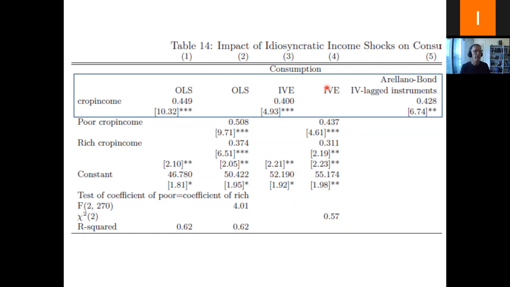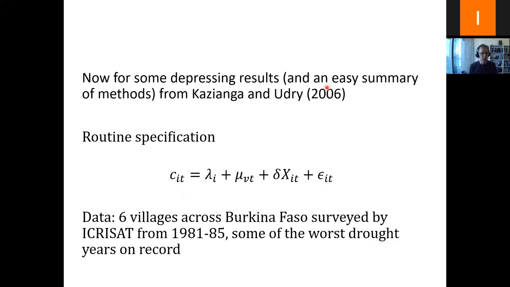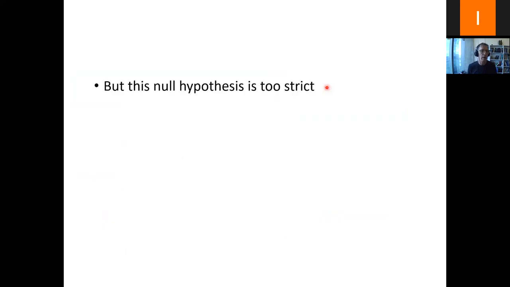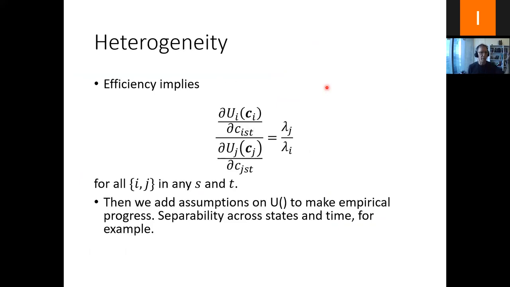Okay. All right. So every test that I know of that tries to test for the Pareto efficient allocation of risk rejects. We don't find a Pareto efficient allocation of risk, although in most cases we find some degree of risk sharing, although we find very little of it in Burkina Faso. But at some level, this null hypothesis is too strict. We've made assumptions in our movement from the definition of Pareto efficiency to our tests. So here's one example of how we've been too strict.